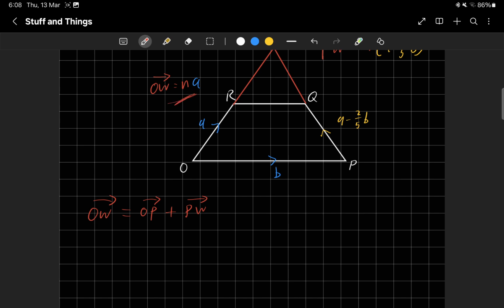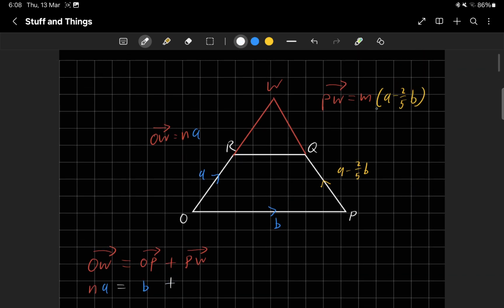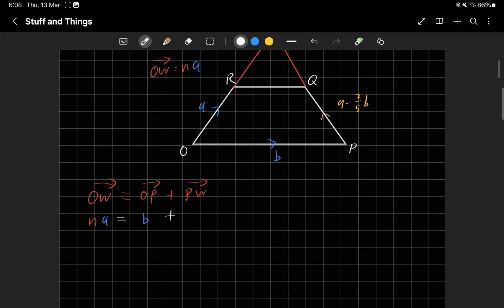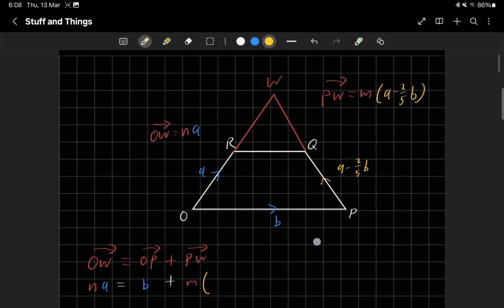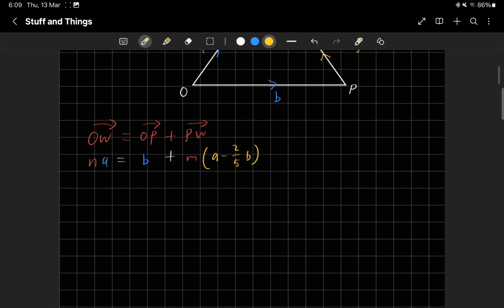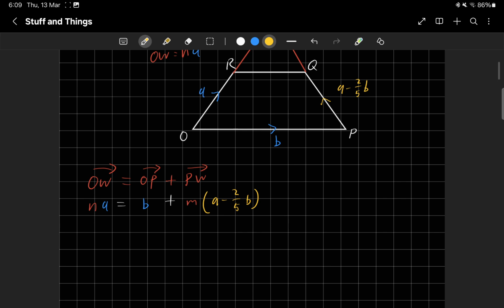We know OW is just NA, so let's write that down. NA is equal to OP, which we know is B, plus PW, which we already found is M times A minus 2 over 5B. Again, the N and the M are completely arbitrary. We're just going to find them later. So in order to find OW, we just need to find this N here.